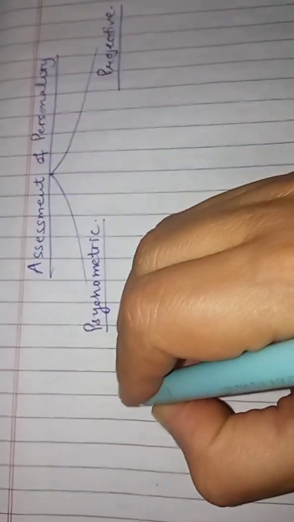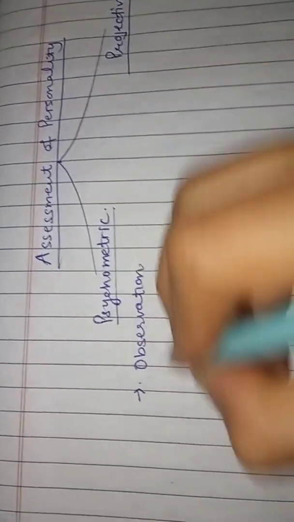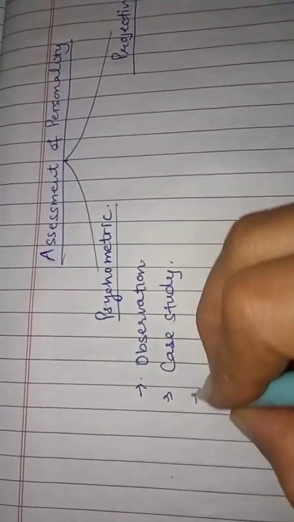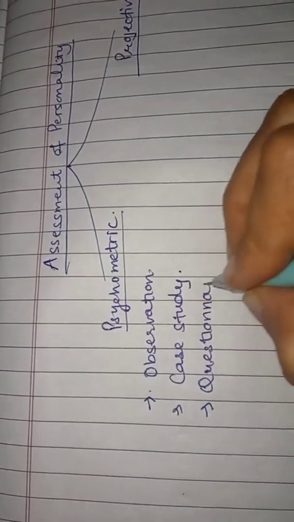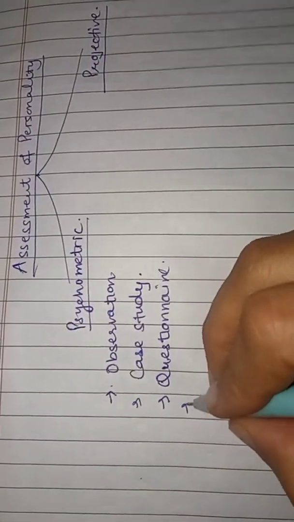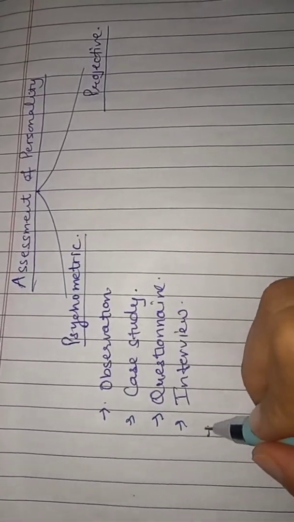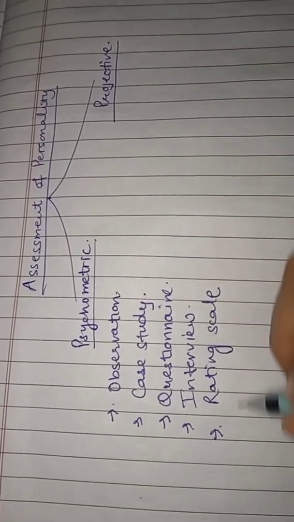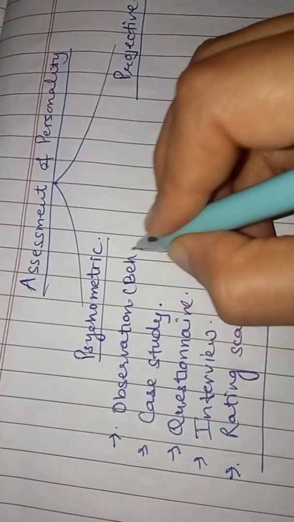Then, in the psychometric techniques, we are going to use some methods like observation method, case study method, questionnaire method, interview method, and rating scale method. If you remember, we have already discussed all these methods. Observation method is also called the behavior method.